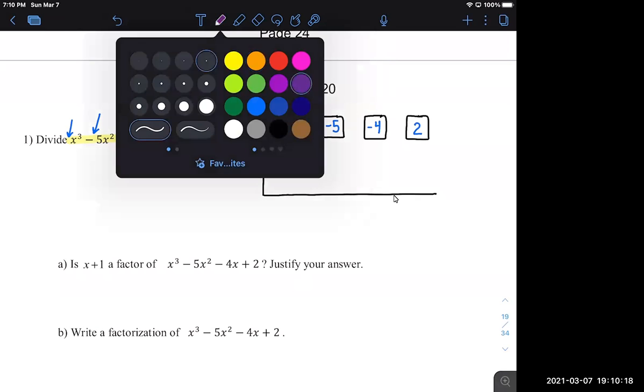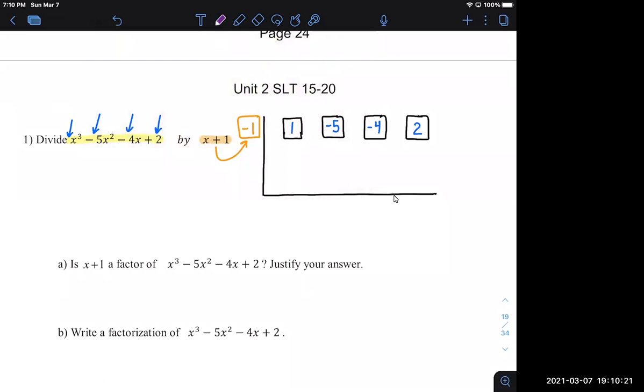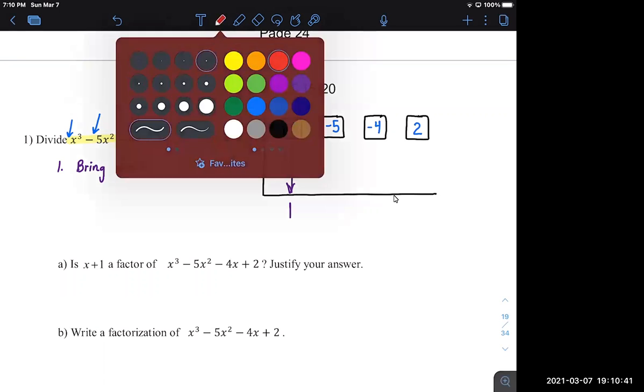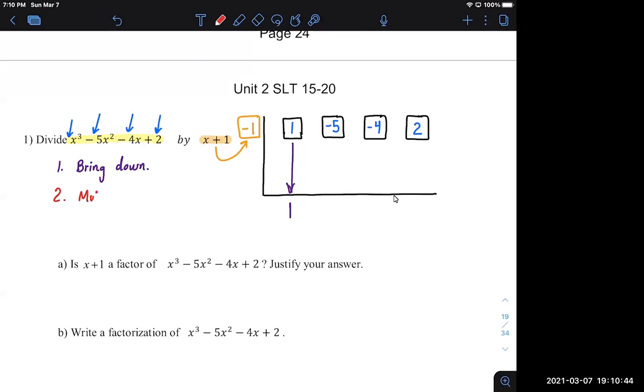Now we use synthetic division because it's a shortcut for long division. So you still follow the same steps. Your first step is to bring down. So we're going to bring down this 1. And then we repeat the steps, multiply, add, multiply, add. So I'm going to take this negative 1 and multiply it by 1. And I put it underneath the next number. So negative 1 times 1 equals negative 1.